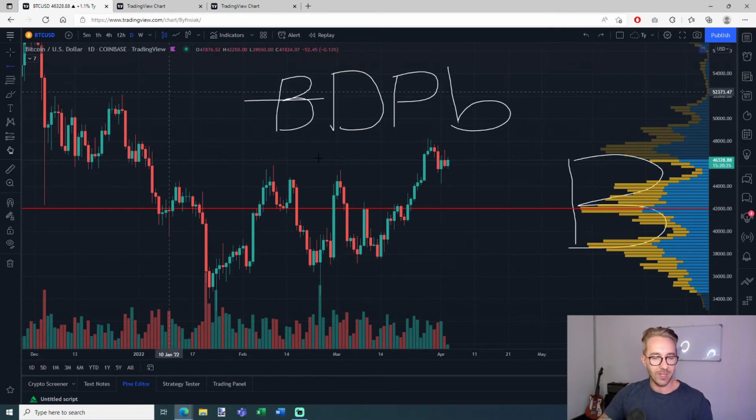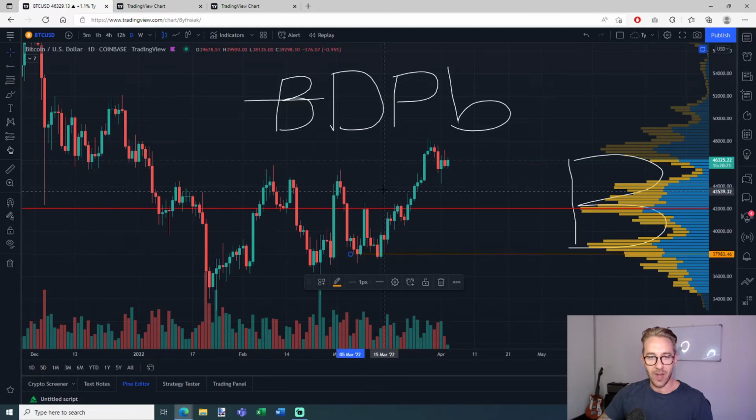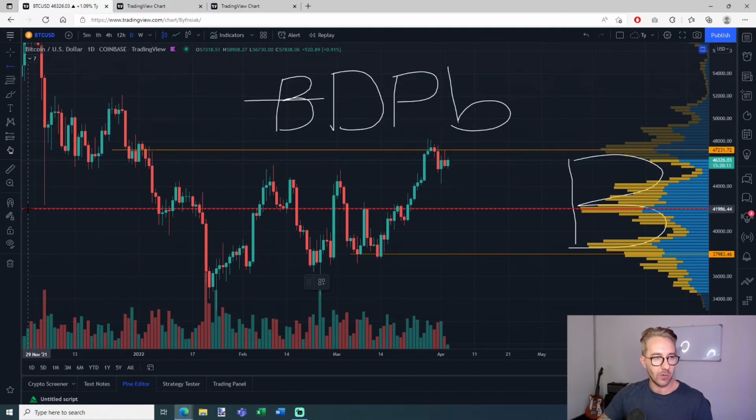Well, if we've got a level of support around this area, which we did, and a resistance area sitting around here, which we do, and we've got our point of control sitting right here. What did we say about points of control beforehand? Do you remember? We knew that when we sat below our point of control, it acted as a level of resistance. When we sat above it, it acted as a level of support.